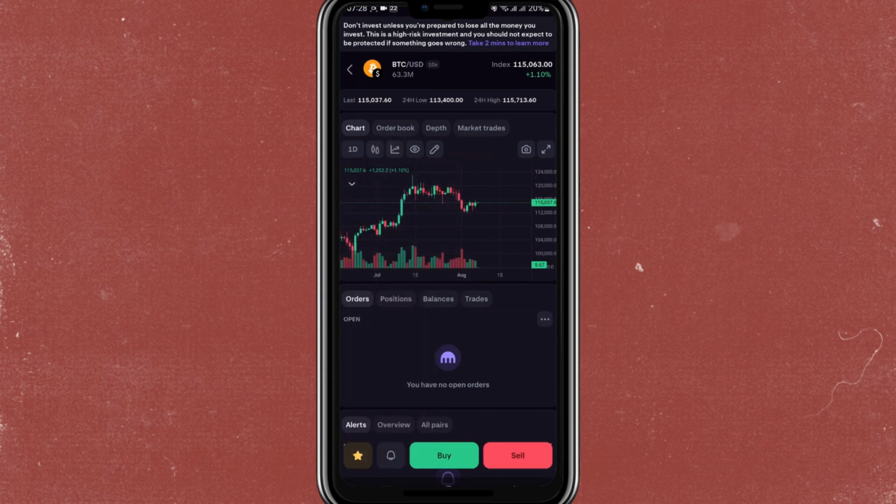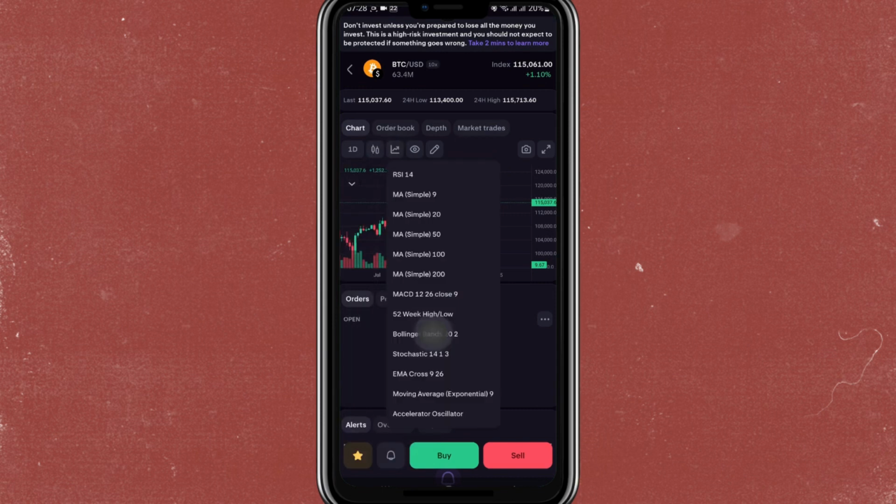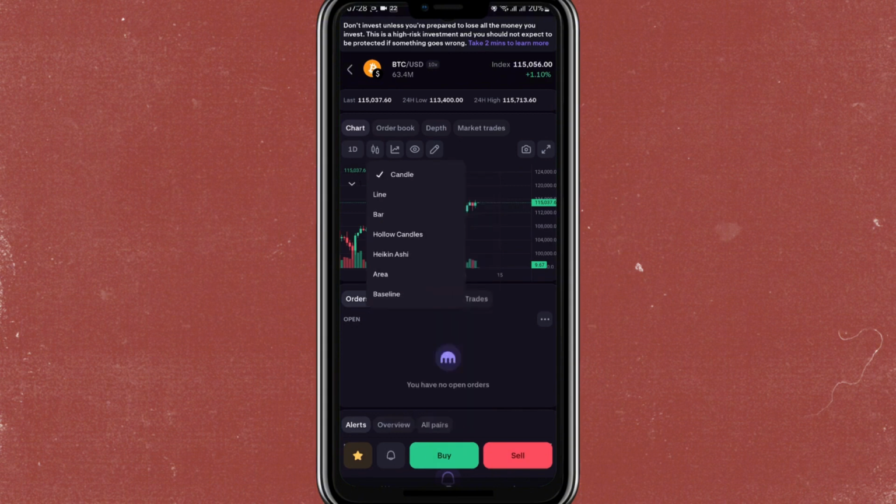So you can also view the order book, the depth chart, and recent market trades right next to the chart for better market insight. You can also take advantage of the drawing tools to mark support and resistance levels or trend lines directly on the chart. And that's how you can use Kraken Pro's advanced charting tools.